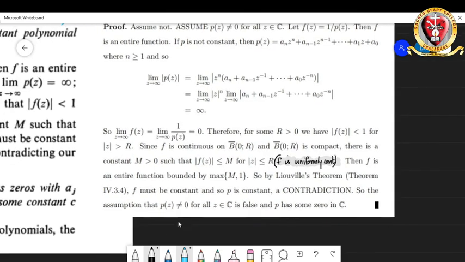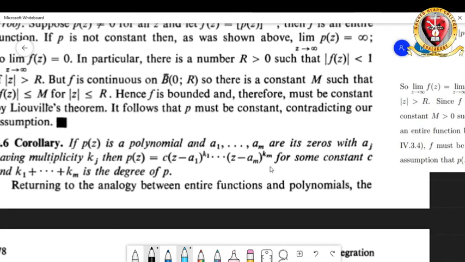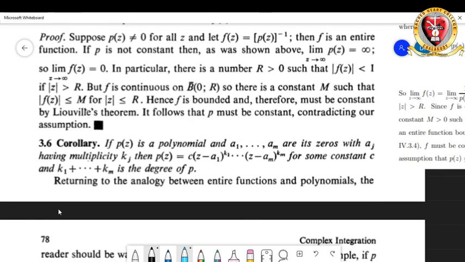So that is also a very light proof, which is very easy to understand. And from that you have the corollary 3.6, which says that if p of z is a polynomial and a_1 etc a_m are its zeros, each a_j having multiplicity k_j, then this polynomial p of z can be factorized as c into (z minus a_1) the whole raised to k_1 etc (z minus a_m) the whole raised to k_m for some constant c, and k_1 plus etc plus k_m is the degree of the polynomial p.